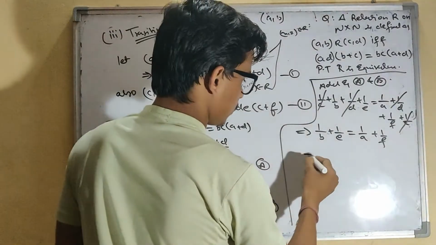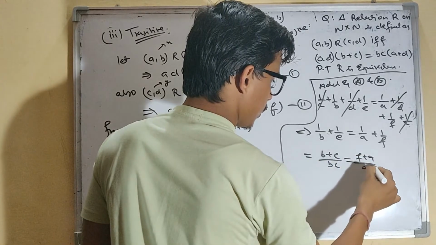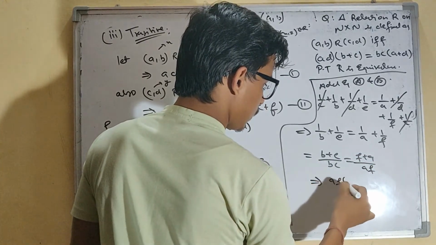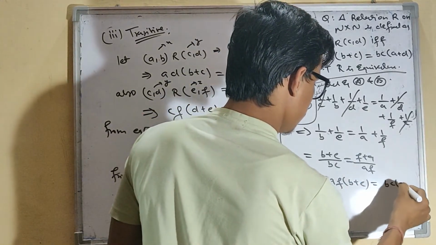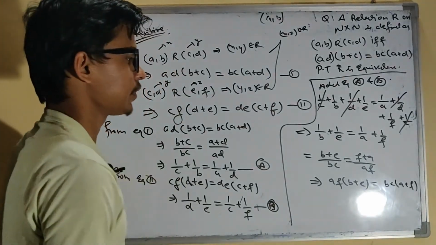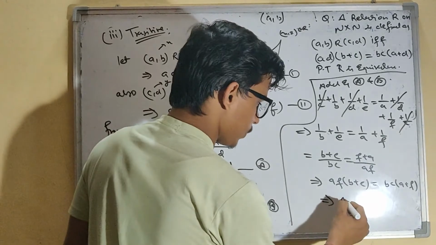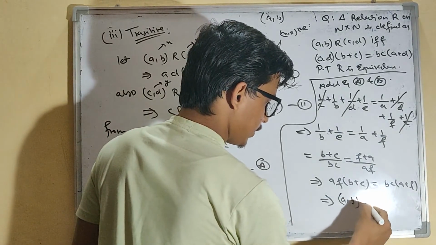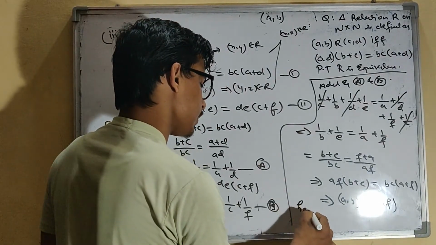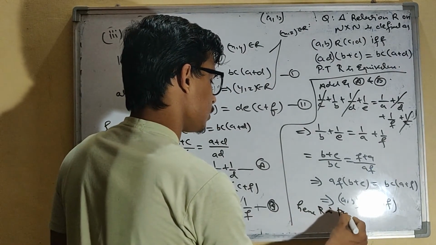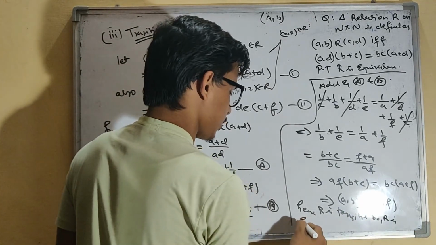Now just add them. This is going to be (b + e)/be and this is going to be (f + a)/af. Now cross multiplication: af(b + e) = be(a + f). So that's it. What this implies is that (a, b) is related to (e, f). Hence R is transitive. So R is an equivalence relation as well.